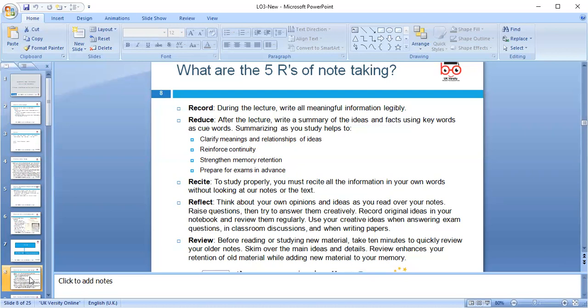You must recite all the information in your own words without looking at your notes. Reflect: think about your own opinion about the ideas raised and the questions you try to answer, and record original ideas in your notebook. Review before reading or studying new material: take 10 minutes to quickly review your older notes, skim over the main ideas and details, which enhances retention of the old material while adding the new. That is always crucial.